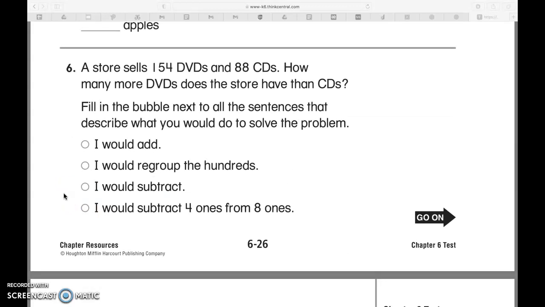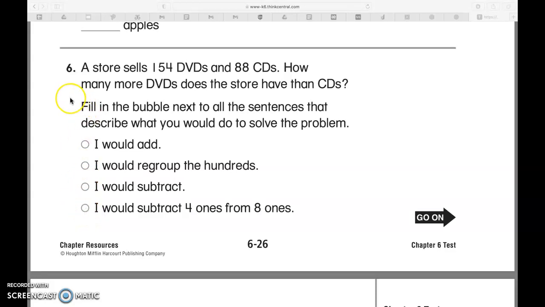Number 6, a store sells 154 DVDs and 88 CDs. How many more DVDs does the store have than CDs? So fill in the bubble next to all the sentences that describe what you would do to solve this problem. So I would probably solve the problem over here, and then I would fill in the circle next to what I did. If I added, I would fill in this circle. If I had to regroup the hundreds, I would fill in this circle. If I chose to subtract, I would fill in this circle. And if I had to subtract 4 ones from 8 ones, I would fill in this circle.